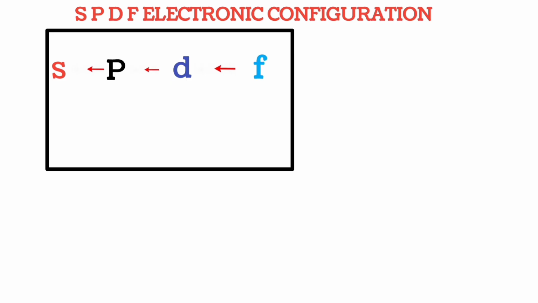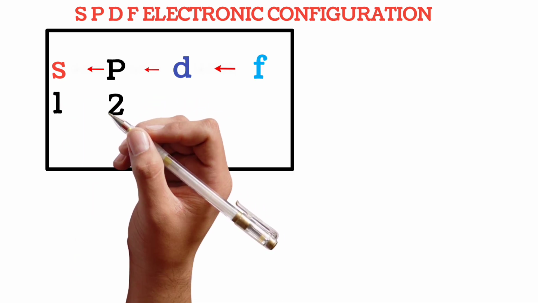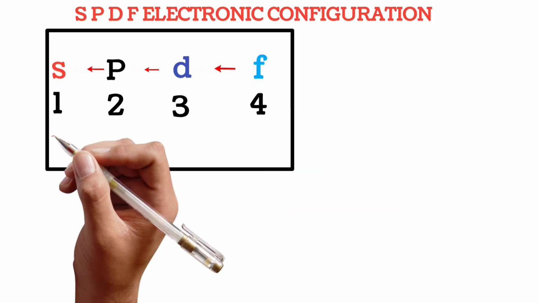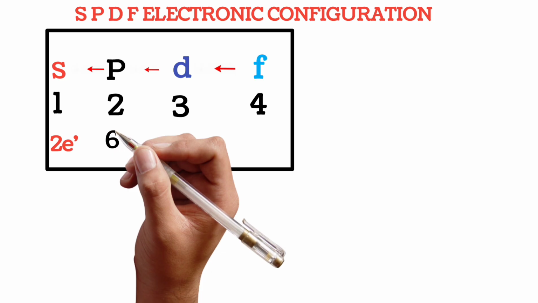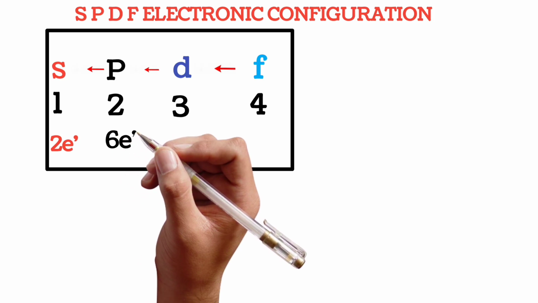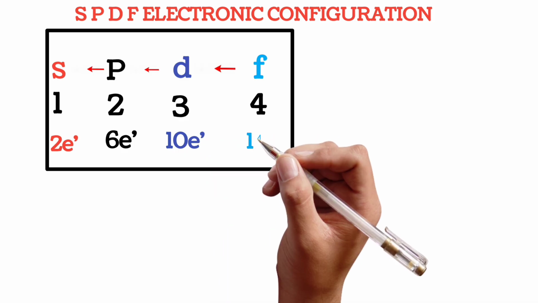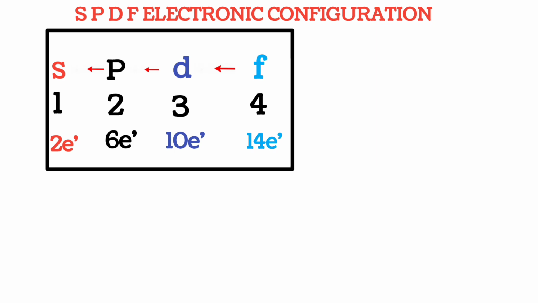Now we are going to number our atomic orbitals. The s orbital 1, p 2, d 3, and f 4. Again, we need to know the number of electrons each orbital can accommodate. The s orbital can accommodate a maximum of 2 electrons. The p orbital 6 electrons, the d orbital 10 electrons, and the f orbital 14 electrons.